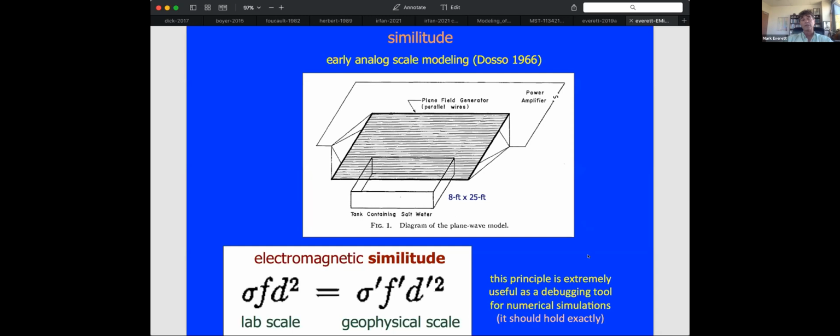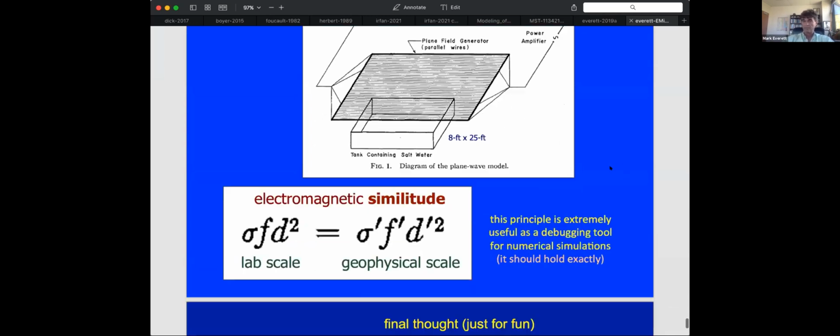Now, we don't do this anymore. This analog scale modeling is not often done. Sometimes some people do it, but it's not often done. But we do have numerical simulations. And the principle of similitude is extremely important as a debugging tool. If you have a code that you would like to think produces faithful EM responses, then your code should scale up and down according to this principle. You should be able to change your model, change your length scale, change your frequencies, and get exactly the same response to machine precision. I know this has helped me find some rather interesting bugs in my code where they don't scale properly. So if you have code, scale it up and down and use that principle, and if you're having trouble, you might find a bug.